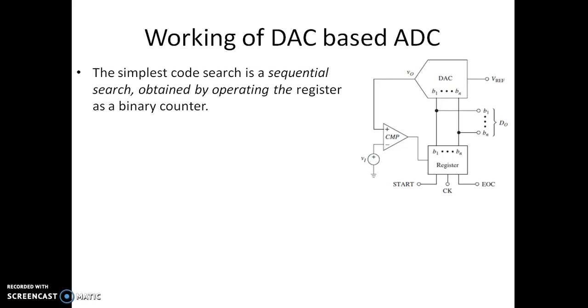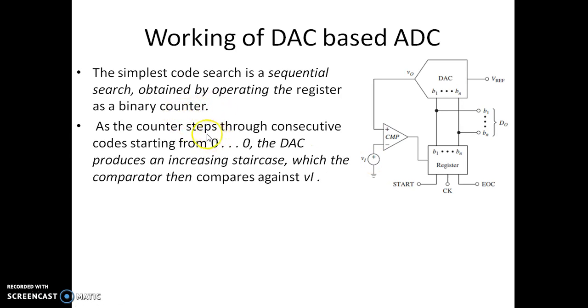So as soon as we give the input voltage and the start of conversion, the ADC is actually looking for a code which is equivalent to the analog input voltage. That code search can be done using a sequential search, which can be accomplished by using this register as a binary counter. As a counter steps through the consecutive codes, that is from 000, because this is an n-bit counter, it will start from 000.